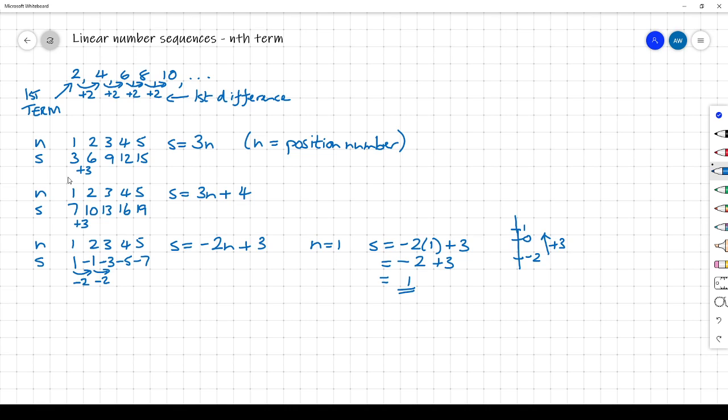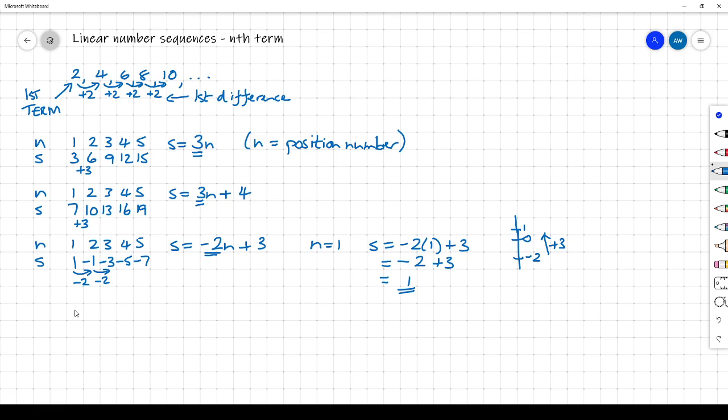But I'm hoping you're spotting that what this sequence is going up in is the same as this number here in front of n. It's going up in 3s, and that's a positive 3 there. This is plus 3 all the way along. What's in front of n? Plus 3. This is going down by 2 all the time, subtracting 2 all the time. What's in front of n? Minus 2.